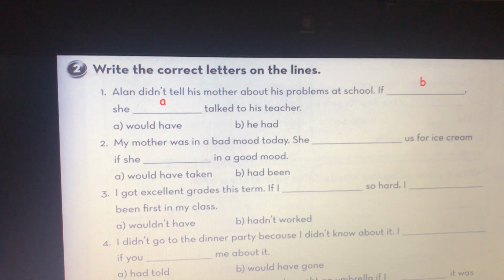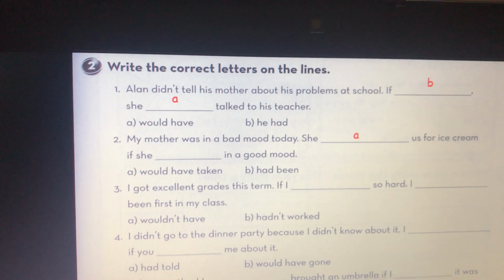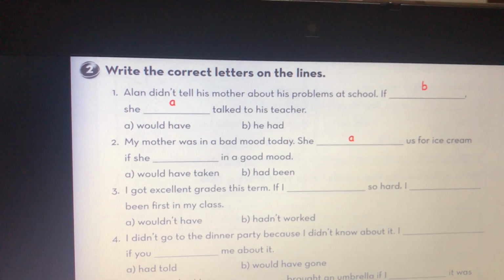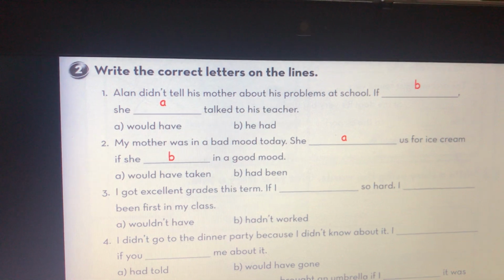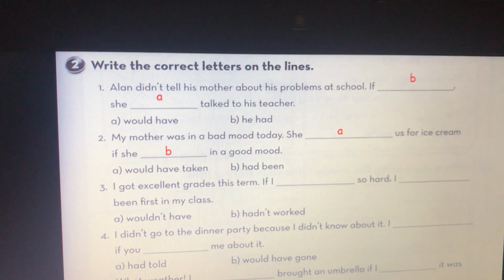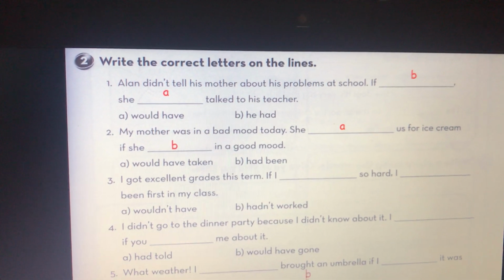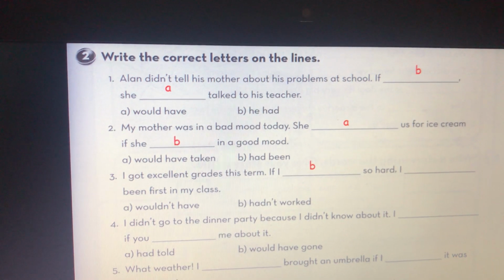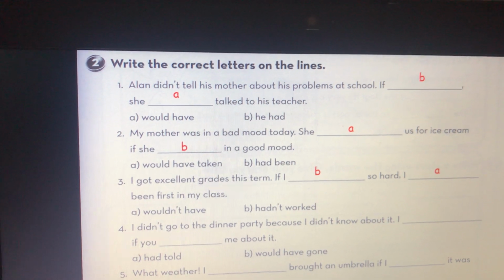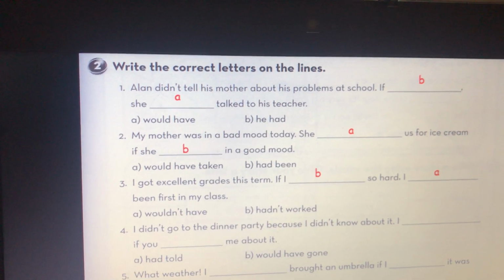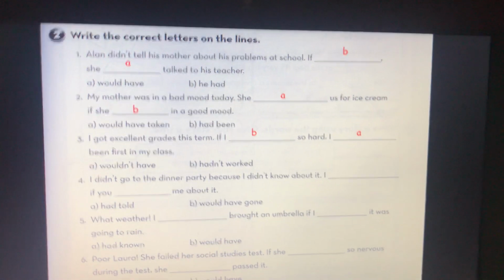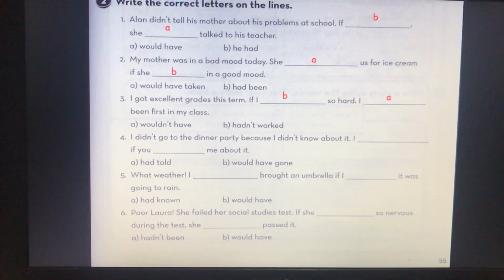My mother was in a bad mood today. She would have taken us for ice cream if she had been in a good mood. What about 3? I got excellent grades this term. If I hadn't worked so hard, I wouldn't have been first in my class. And you can study the other ones. I will give you the answers and you can study them.